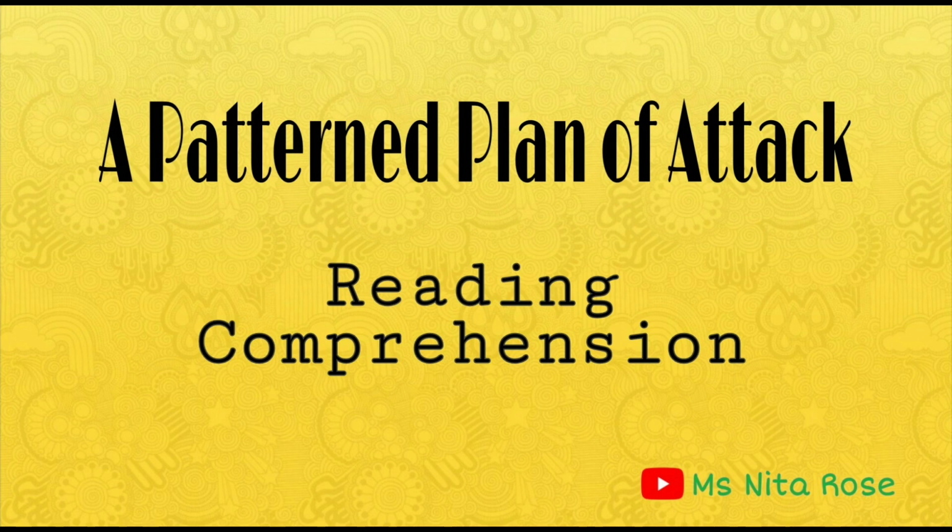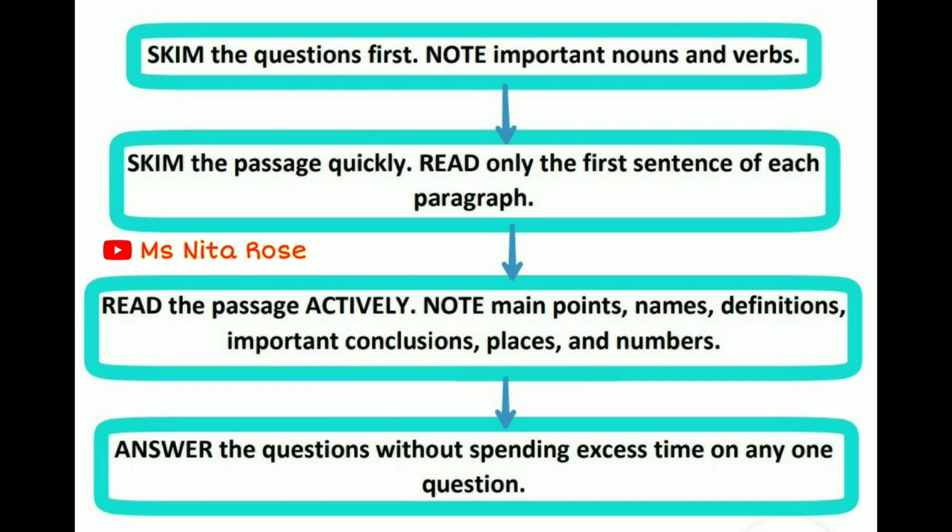A pattern plan of attack for reading comprehension. First, skim the questions, noting important nouns and verbs. And then, skim the passage quickly, reading only the first sentence of each paragraph. Next, read the passage actively, noting main points, names, definitions, important conclusions, places, and numbers. And finally, answer the questions without spending excess time on any one question.